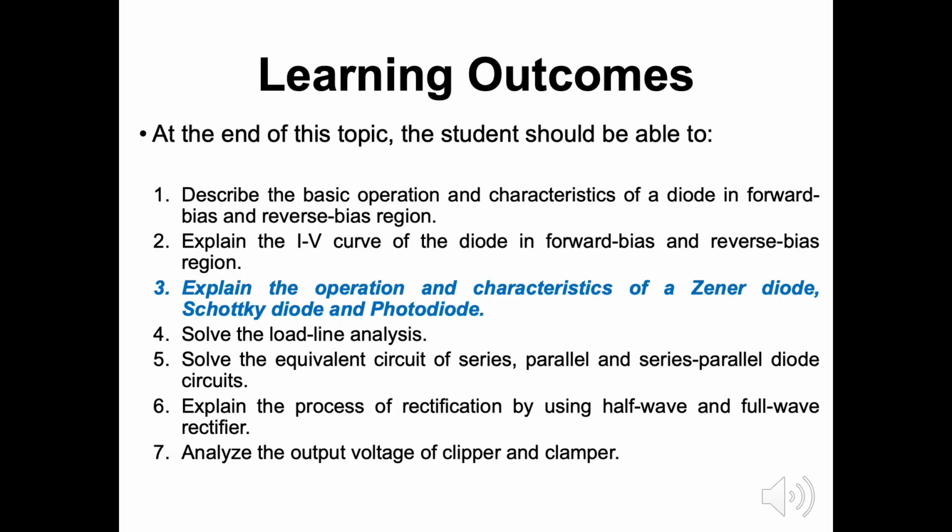Firstly, as usual, I will list down the learning outcome for Chapter 4. For today, there is one main outcome to be covered and achieved by all of the students at the end of the lecture session. Today, students are expected to explain the operation and characteristics of a Zener diode, Schottky diode, and photodiode. The rest, from the 4th until the 7th learning outcome, will be in the coming lecture session.